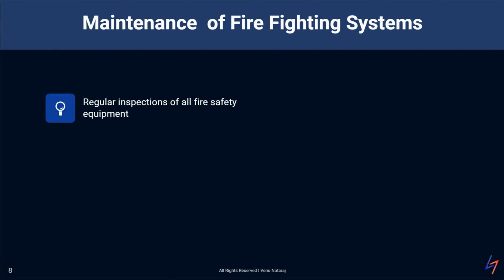This includes regular inspections of all fire safety equipment. This ensures that the equipment is in good and working condition and ready to use in case of an emergency. It also helps identify any potential issues or malfunctions that need to be addressed promptly. Annual testing of fire detection and suppression systems ensures that they are functional.